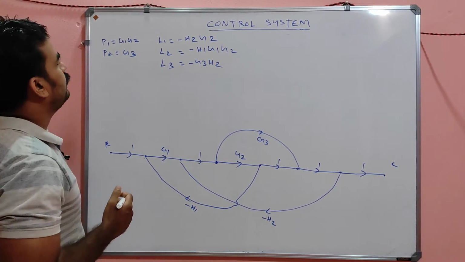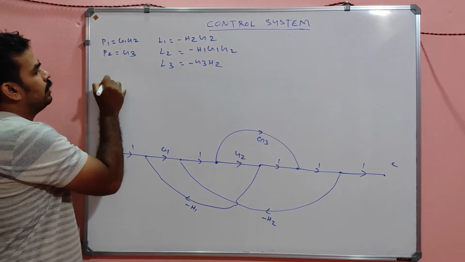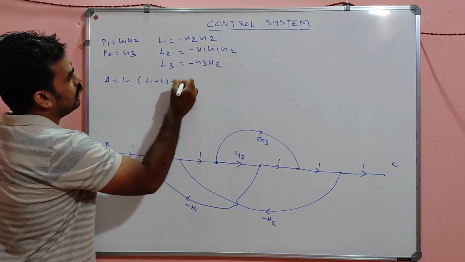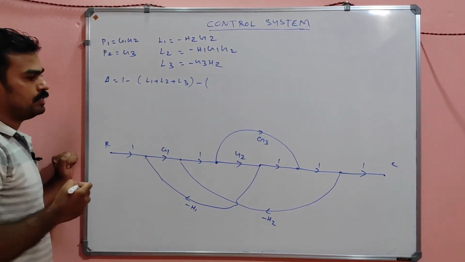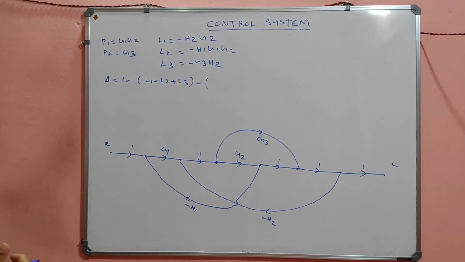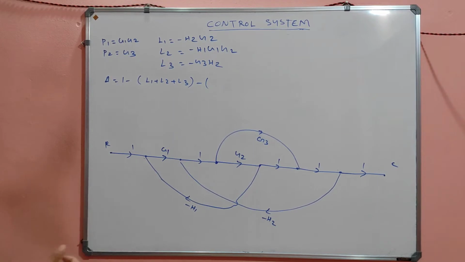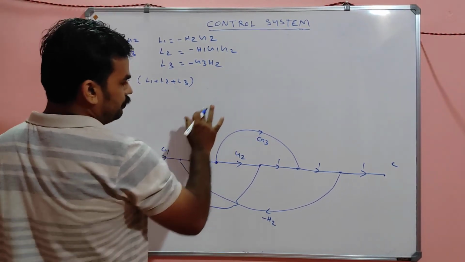So how can we find del now? 1 minus individual loop again, L1 plus L2 plus L3, minus 2 non-touching loops. Is there any 2 non-touching loop? H2 G2 and G3 H2. Yes, everything is touching. So common non-touching loops are not there. Correct?